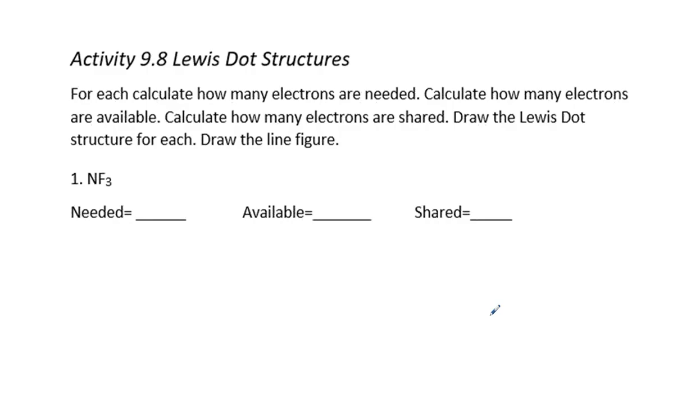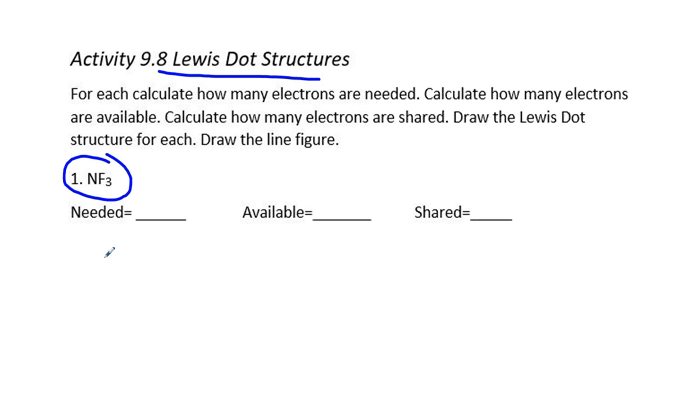Now I gave everybody a worksheet, so let's go ahead and turn to that last page there. It says activity 9.8, Lewis dot structures here. And we're going to go through the procedure. We'll do a couple of examples together. So this one here is a covalent. It is nitrogen trifluoride. You have 1 nitrogen and you have 3 fluorines. So you have 4 atoms. Pretty heavy-duty math, right? 4 atoms.